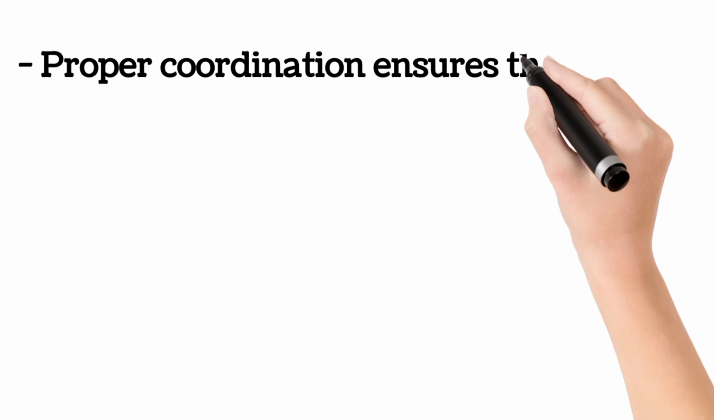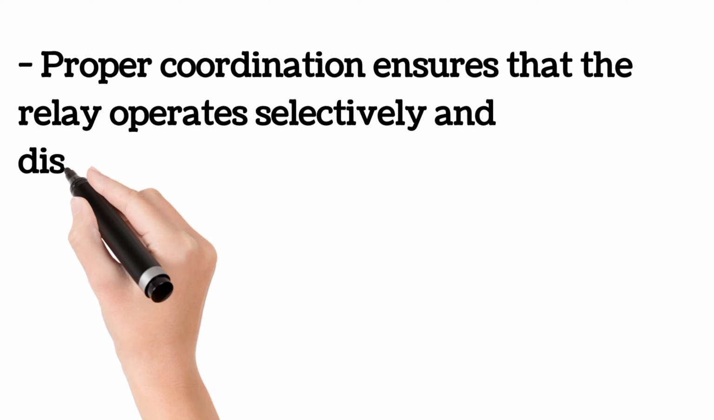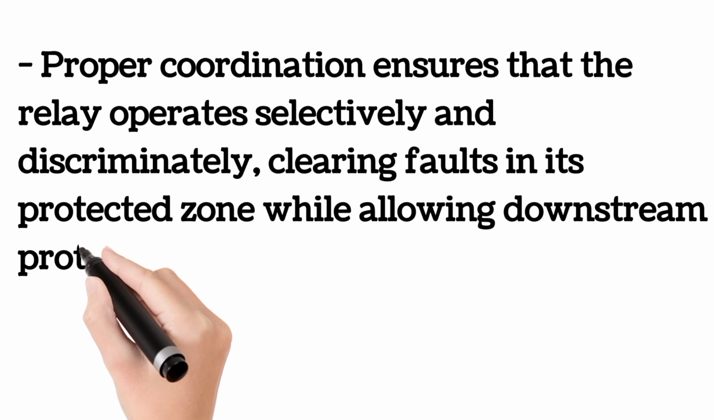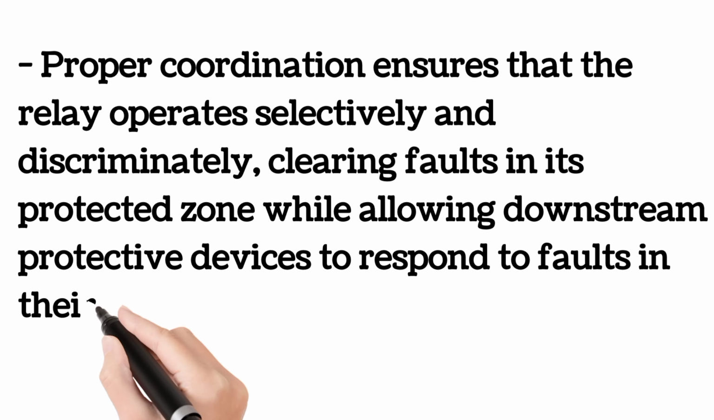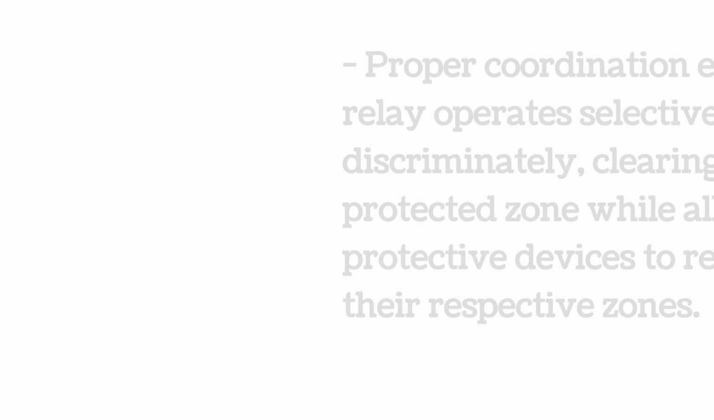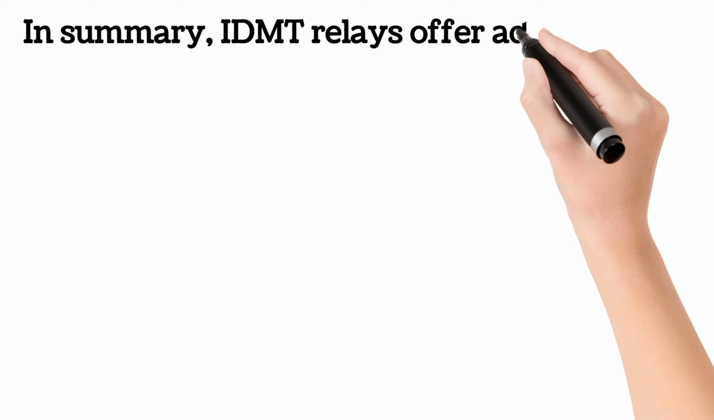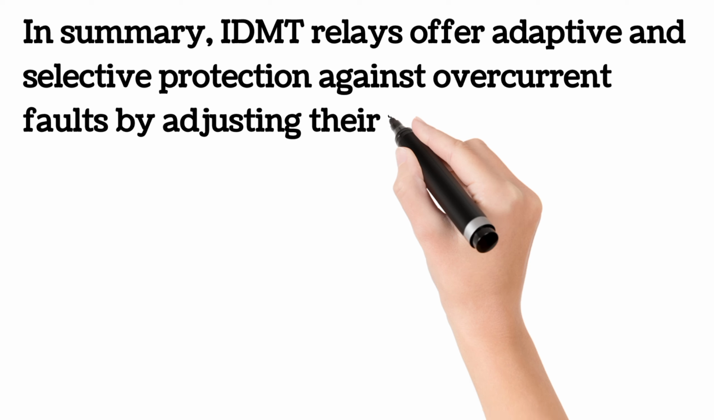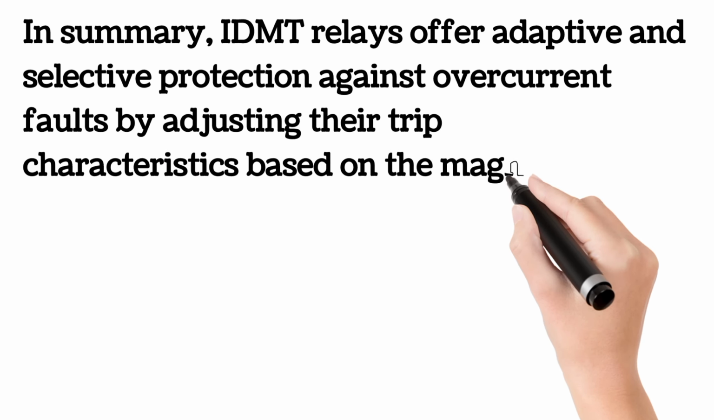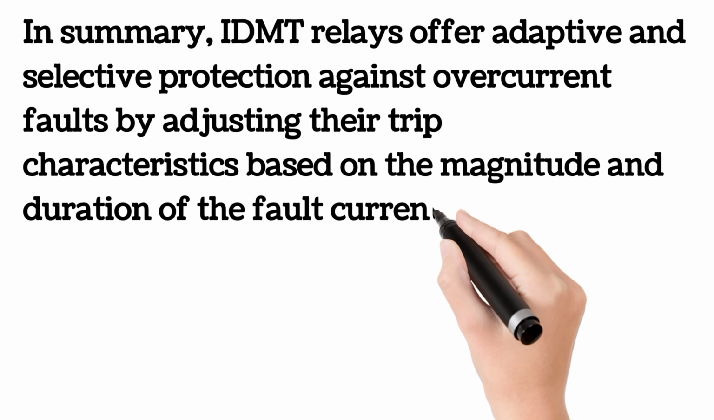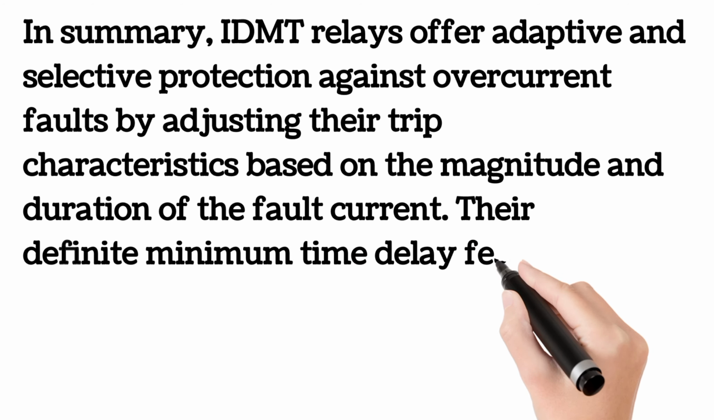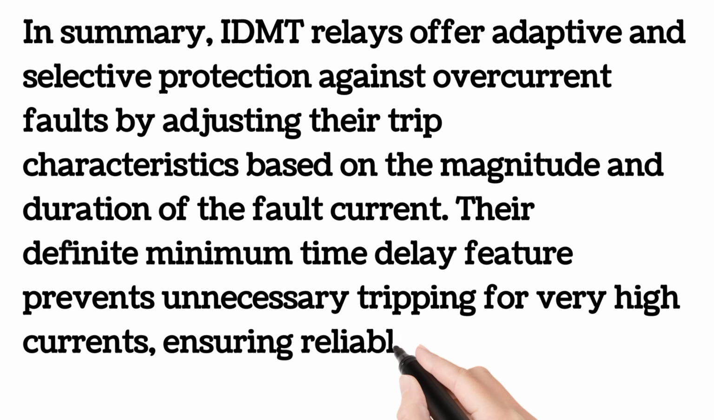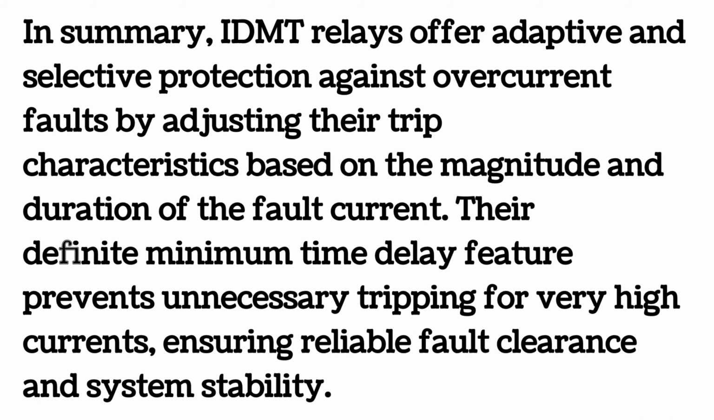Proper coordination ensures that the relay operates selectively and discriminately, clearing faults in its protected zone while allowing downstream protective devices to respond to faults in their respective zones. In summary, IDMT relays offer adaptive and selective protection against overcurrent faults by adjusting their trip characteristics based on the magnitude and duration of the fault current. Their definite minimum time delay feature prevents unnecessary tripping for very high currents, ensuring reliable fault clearance and system stability.